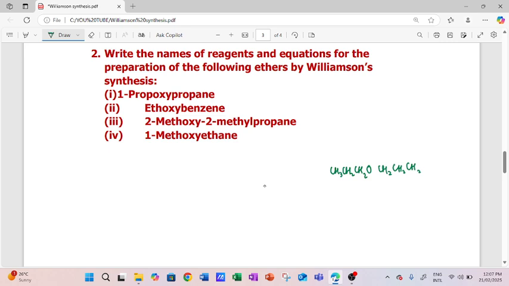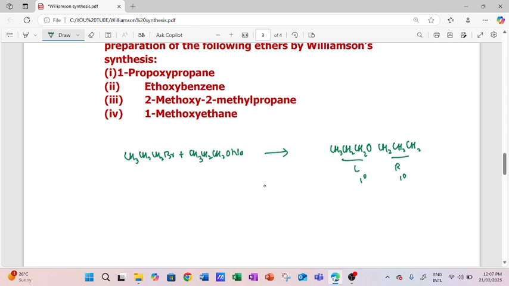So to prepare this, as we know that both the left side and the right side are primary only, CH2CH2 only. Both are primary, so there is no confusion in this question. We can write CH3CH2CH2Br plus CH3CH2CH2ONa. Like that, we can write sodium alkoxide or bromine on either of the alkyl parts. Now ethoxybenzene. Ethoxybenzene is benzene with the C2H5, but with oxygen, because it's ethoxy, C2H5O.